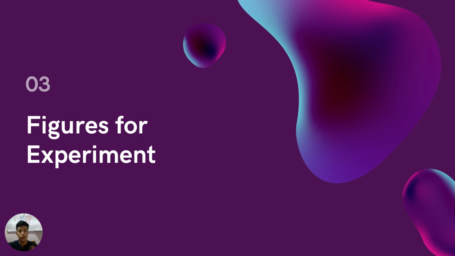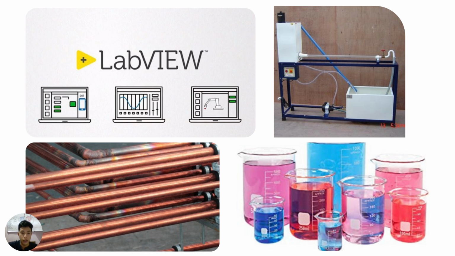And now, for the figures of the experimental setup, we are utilizing LabVIEW software. On the top right, we have the pipe test rig, and at the bottom left, we have the copper pipe. These are the four main pieces of equipment that we have to have to conduct this experiment.